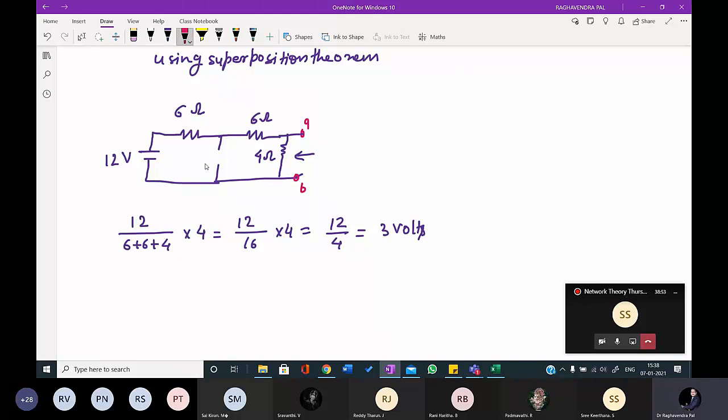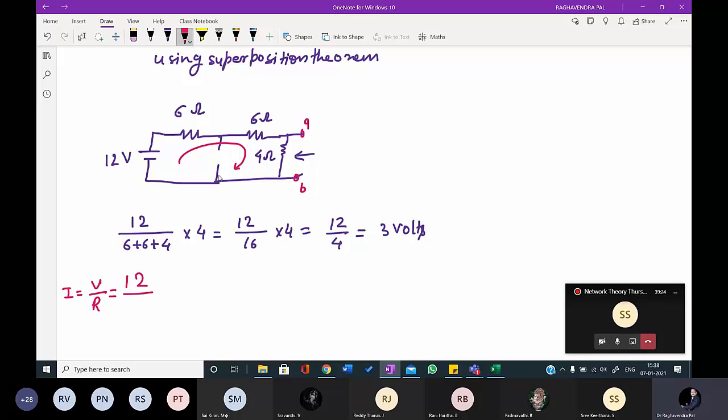First we will have to calculate the current across this circuit. Then only if we multiply the current by 4, we will get the answer. So that is what I did here. What is the current? Current is V upon R. Correct? So what is V? 12 volt. What is R? R is 6 plus 6 plus 4. Why? Because all three are in series.